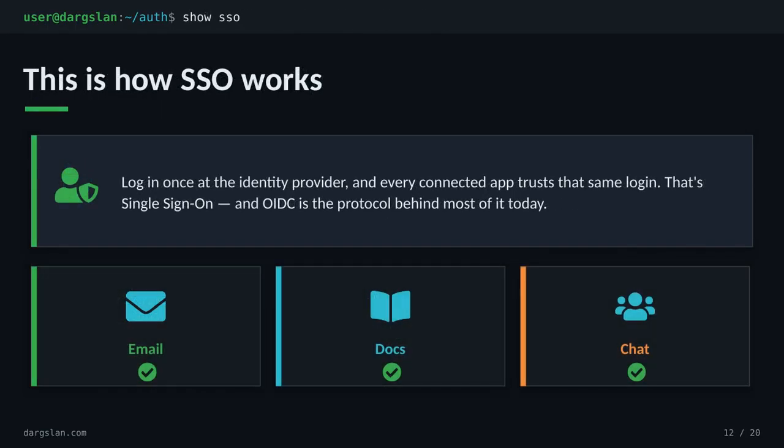And once that wiring is in place, you get something users have come to expect: single sign-on. The idea is simple. Sign in once at your identity provider, and every connected app, whether it's email, your docs platform, or team chat, just trusts that session. No separate passwords, no repeated logins. And under the hood today, OIDC is what makes the vast majority of that magic actually work.